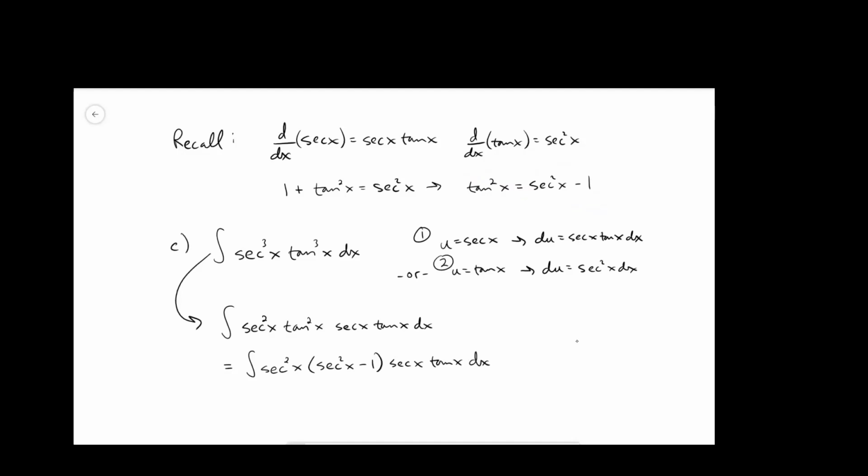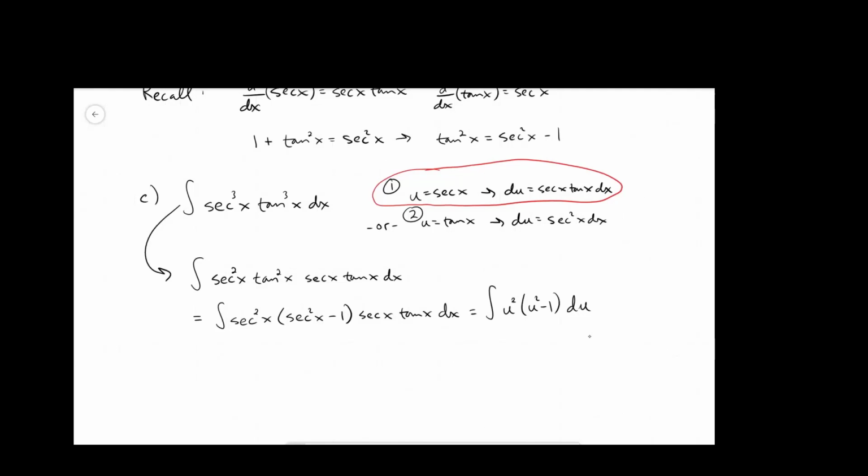Now it's looking really good, because if I say from here, this is what we're sticking with, right? Option 1. We said that u is secant x. So this is going to become a new integral, u squared times u squared minus 1. And then all of that secant tangent stuff becomes simply du. So there we go.